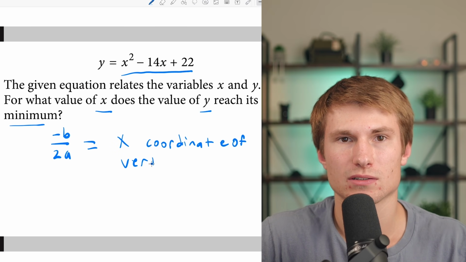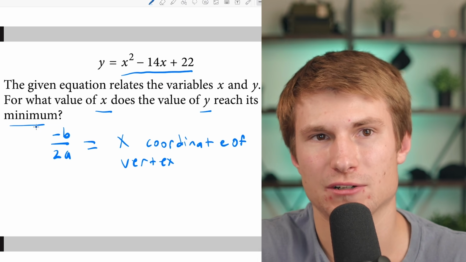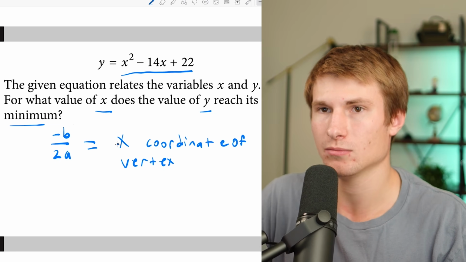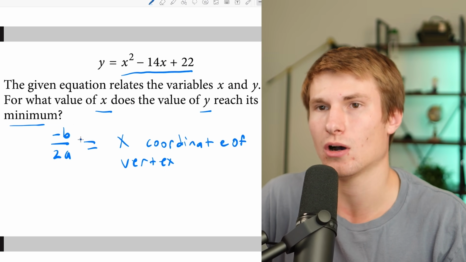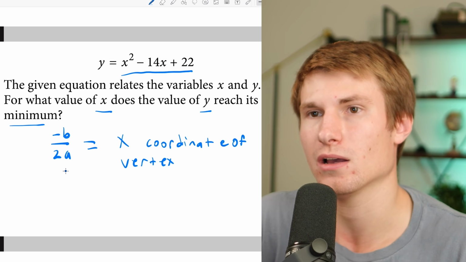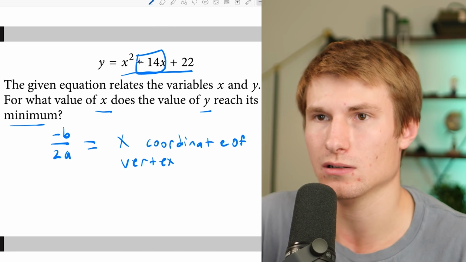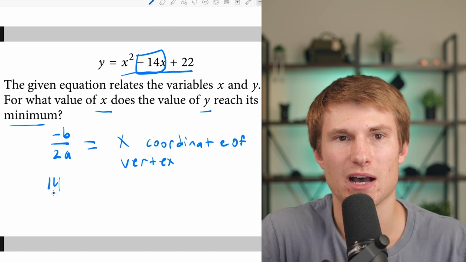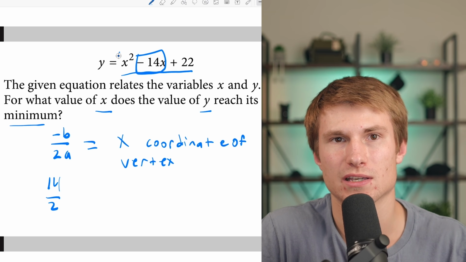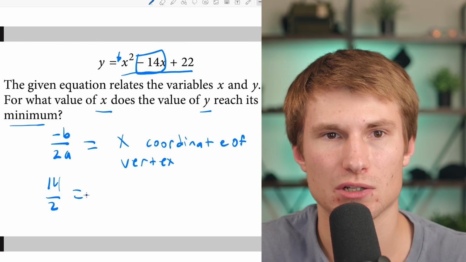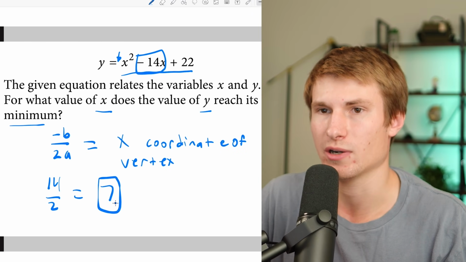Now, in this case, we're asked for the value of x where y reaches its minimum. Now, y will reach its minimum at the x coordinate of the vertex. So all we got to do is do negative b over 2a. Well, our b value is negative 14. So we have negative 14, which will give us positive 14 over 2 times a. We see in this case, our a value is just 1. So 14 over 2 will give us a value of 7. So our answer there has to be 7.